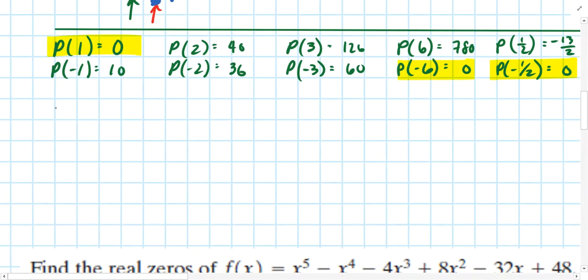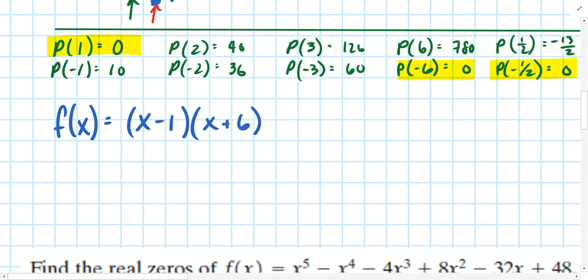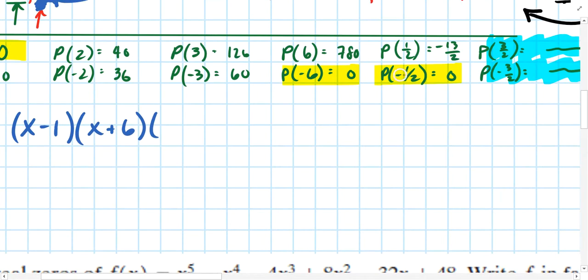Keep in mind that a 0 exists. I'm going to go back to this f of x notation because that is what was given to us originally. Keep in mind that every 0 directly relates to a factor. Now, the factor that utilizes 1 as a 0 is x minus 1, because 1 minus 1 equals 0. The factor that produces -6 as a 0 is x plus 6, because -6 plus 6 equals 0. And then finally, the factor associated with the 0 of -1/2 is x plus 1/2.